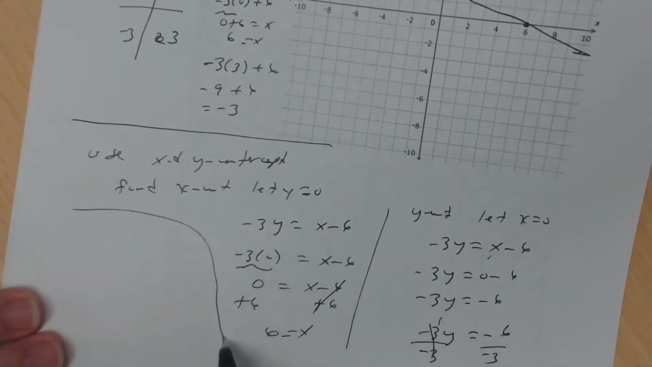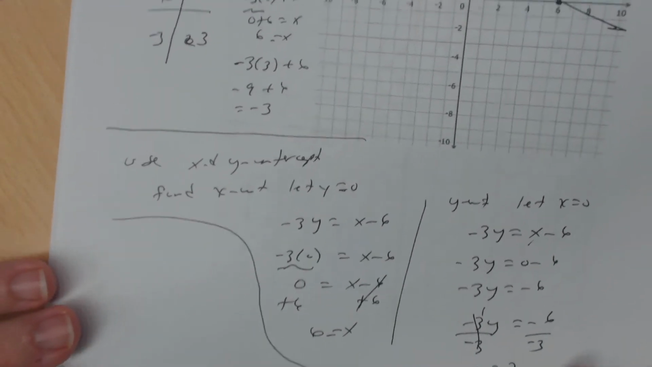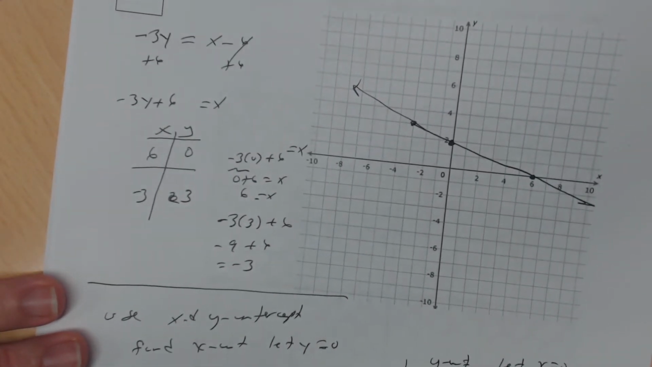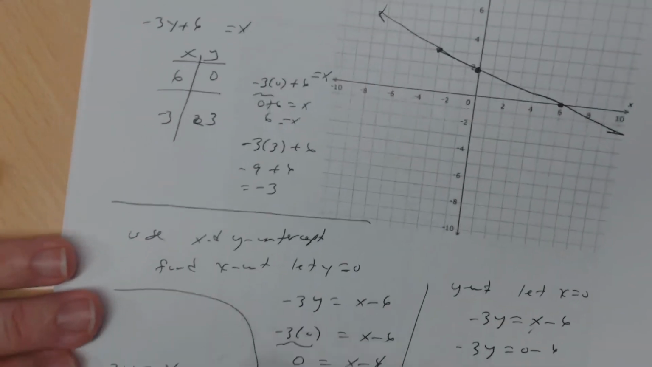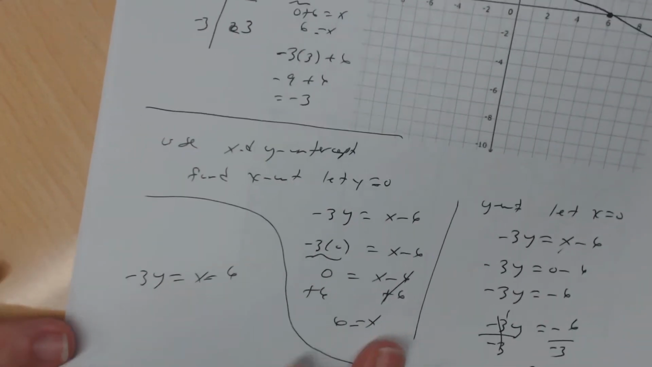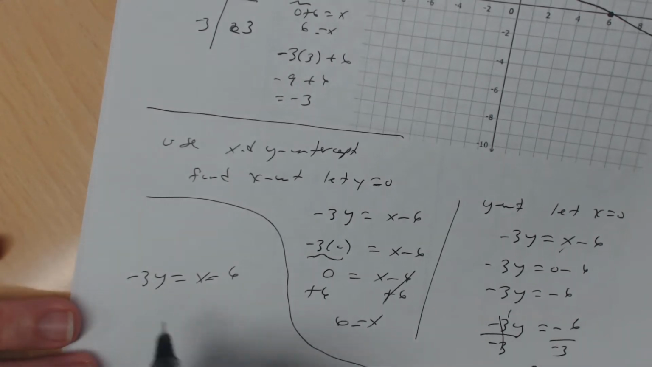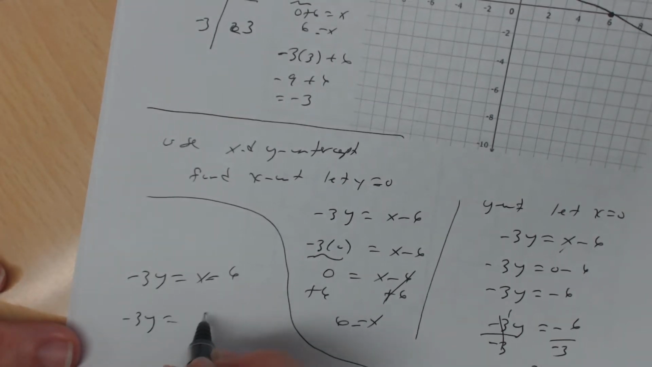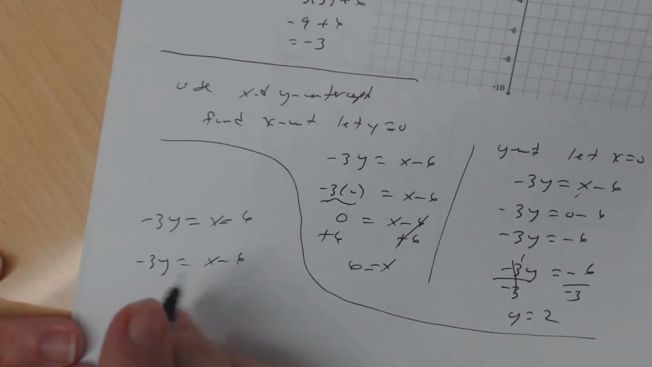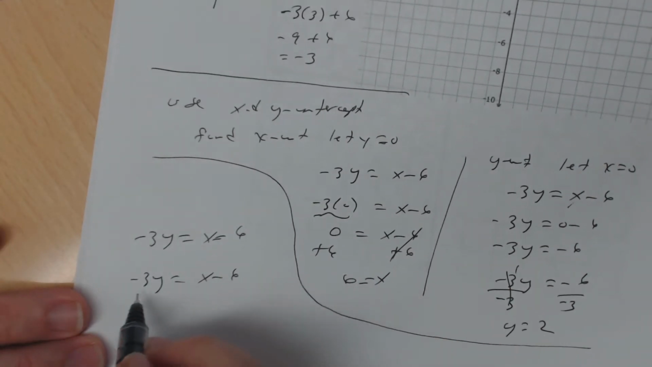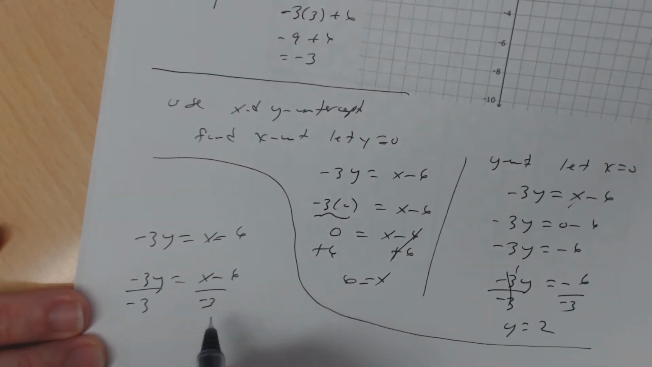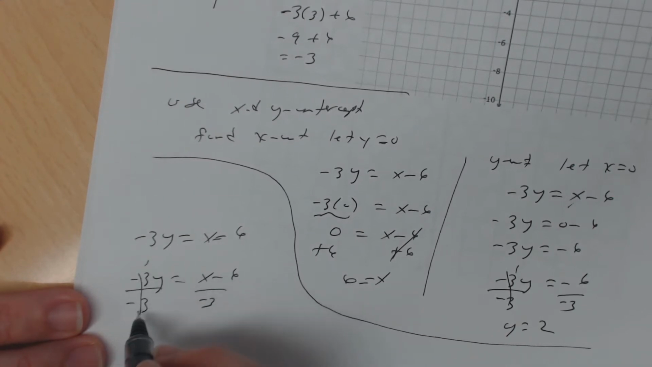Okay, another approach which some of you probably took was this. You have negative 3y equals x minus 6. Let me write it over. And what some of you probably wanted to do was to get y by itself. Okay, well, let me just show you how to do that, though. You just got to be careful. So to get y by itself, you're going to divide both sides by negative 3. And so you get negative 3 divided by negative 3 is 1. 1 times y is y.